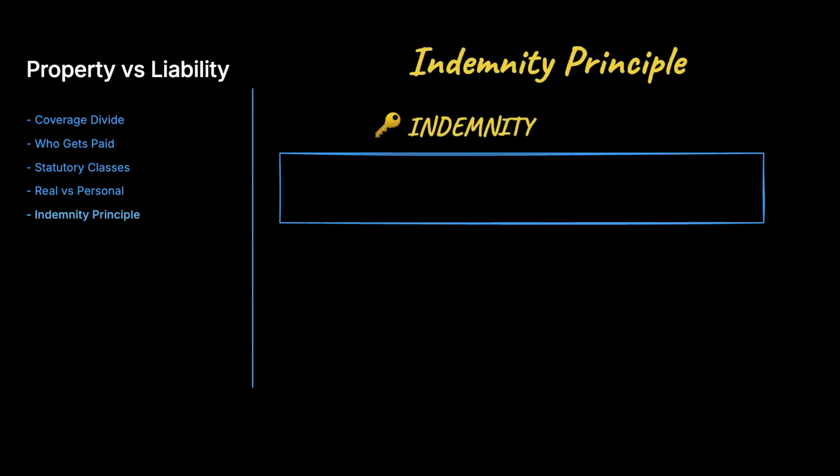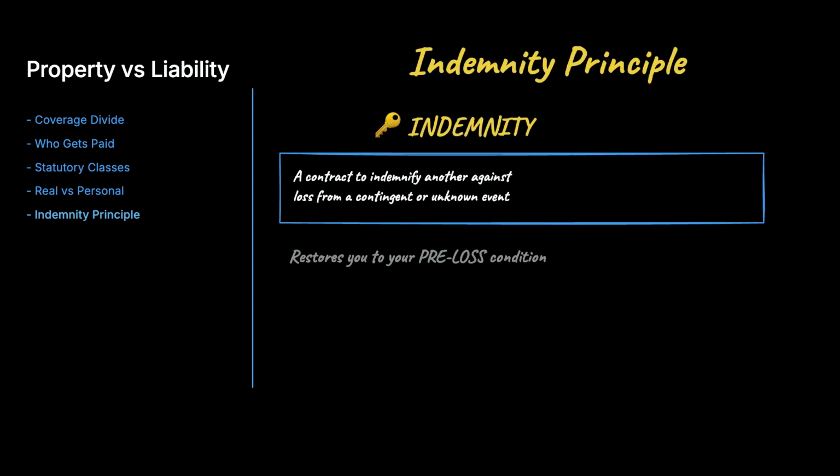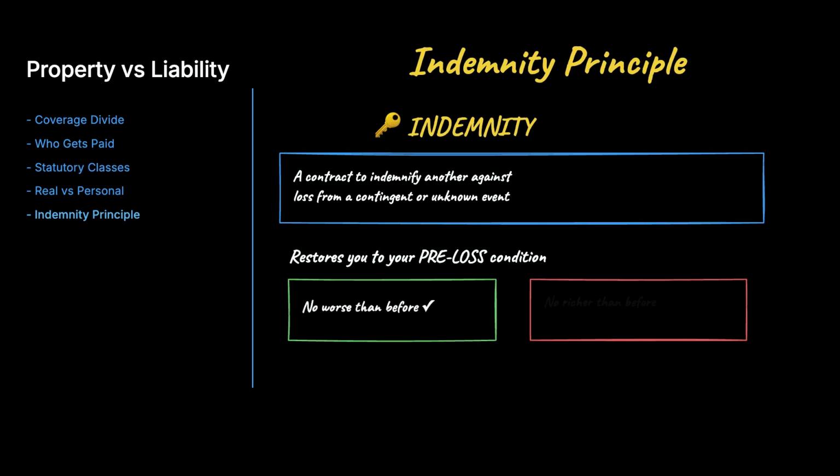Underneath it sits one principle you cannot forget, indemnity. California defines insurance as a contract to indemnify another against loss from a contingent or unknown event. Indemnity means restoring you to your pre-loss condition, no better and no worse. My take, nearly every tricky question tests whether a payout would leave someone richer than before.